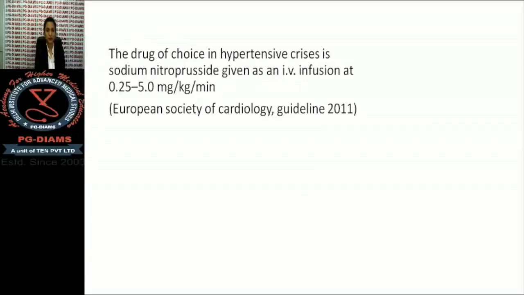Basically, I want you to remember that sodium nitroprusside is used in hypertensive crisis in pregnancy. Now, the European Society of Cardiology in 2011, in one of its documents, also said that the drug of choice for hypertensive crisis in pregnancy is sodium nitroprusside.